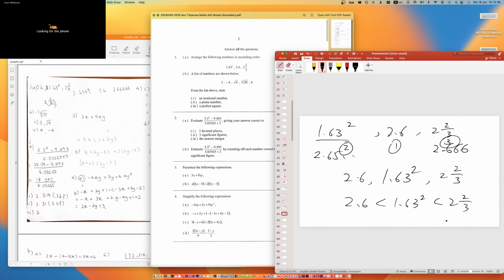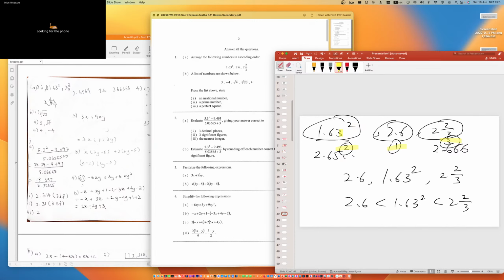A lot of the mistakes, right? One very common mistake for this question is that instead of writing the original form, they go and write the converted form. That's the common mistake. That's the reason why, if you notice, I write down 1, 2, and 3. You know what this tells me? 1 means I'm supposed to write the 2.6. 2 means I'm supposed to write the 1.63 square.